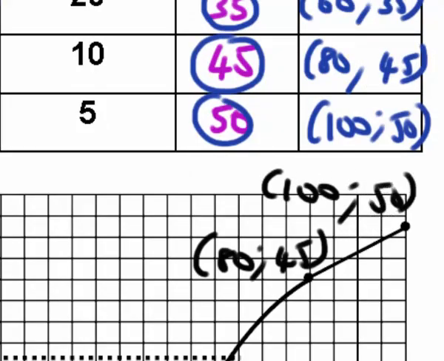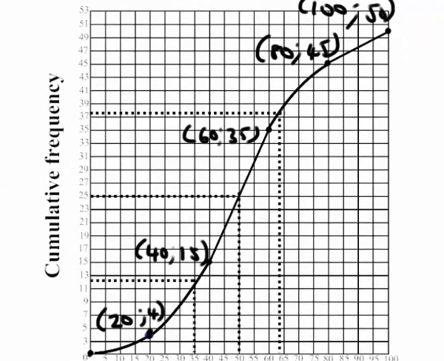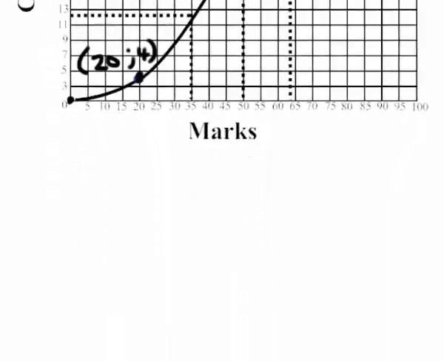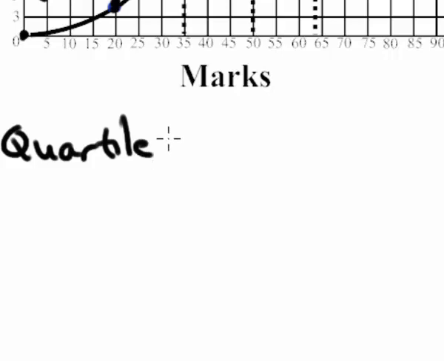Okay, and that will be your last graph point. And then what we did, if you remember, is we join these up with a curve, which curves like that. It's called our ogive curve. The advantage of the ogive curve is that you can get the quartiles. Now how we do that is actually very simple.